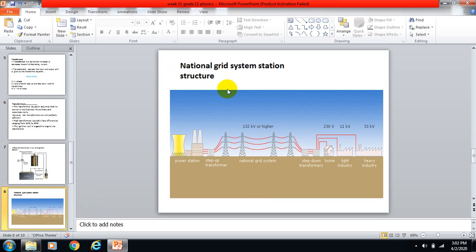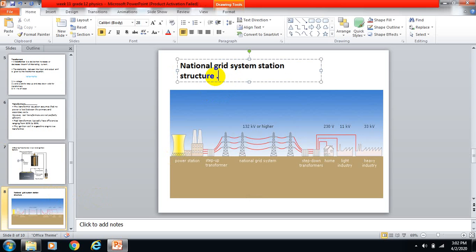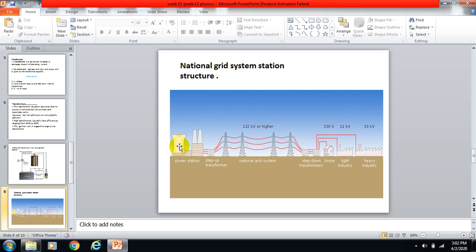Usually here in Saudi Arabia, what I observed is mechanical energy being converted into electrical energy. In the national grid system, we have a structure, and I have set it out for you. This is the power station, and then the power stations feed the step up transformers. The step up transformers increase the voltage.